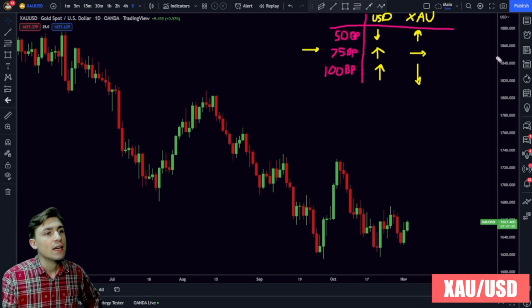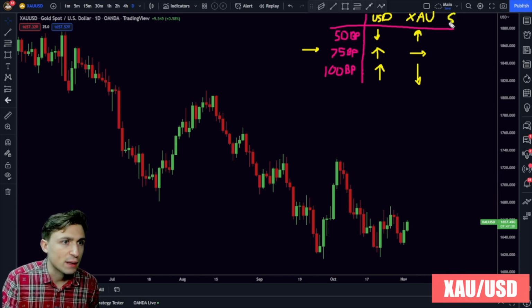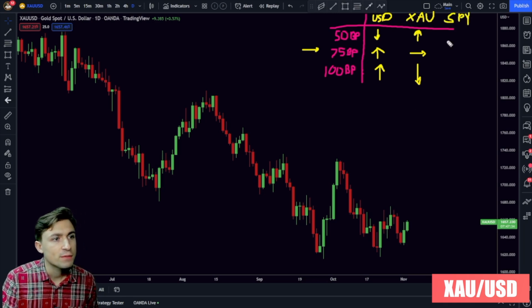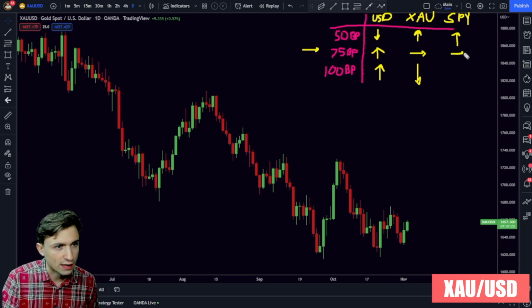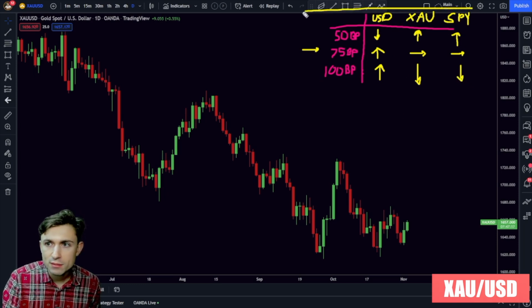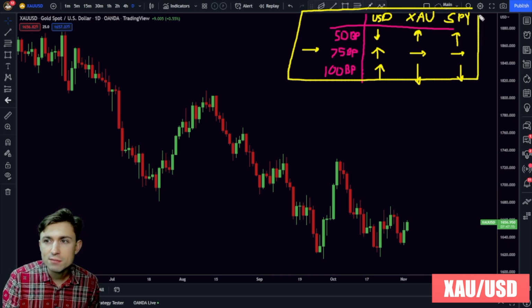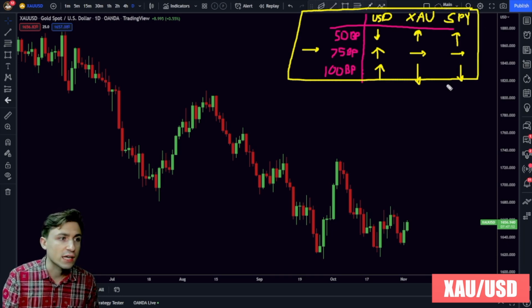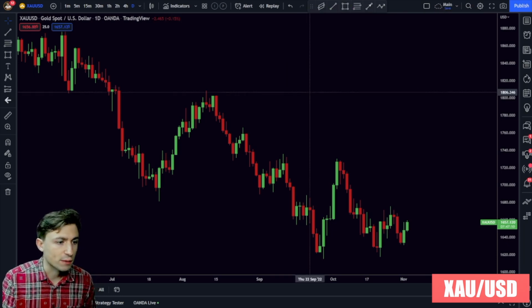Let's take a quick look at the SPY really quick, just from a stock market perspective for the indices traders out there. 50 basis points is going to be similar to gold, a massive rally. 75 basis points will probably just be as expected or sideways. And then finally, if we're taking a look at the 100 basis points, this would be devastating for the equities market. So taking this perspective, we'll go talk about some of these in terms of a technical bias.